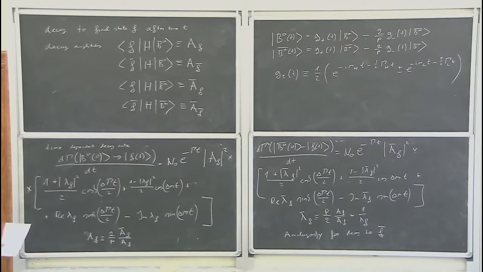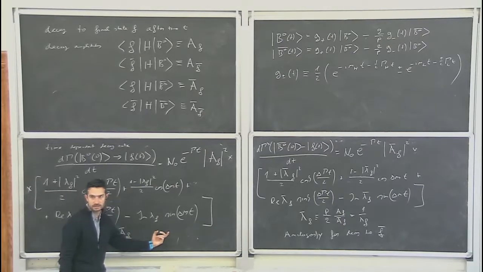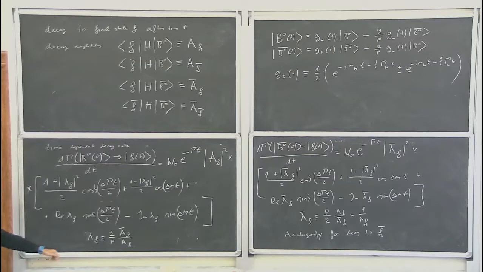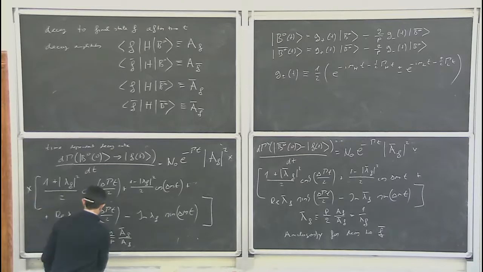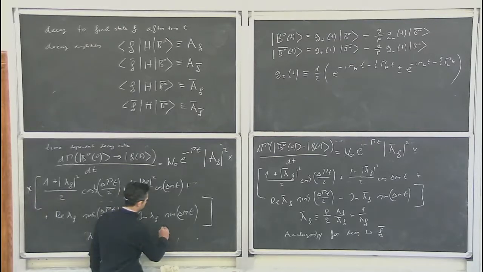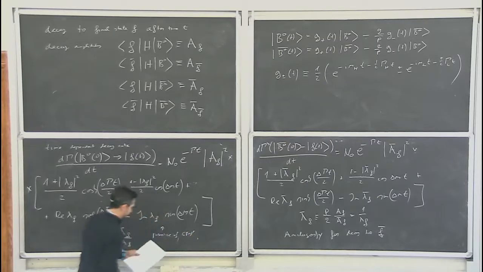So you will see that the presence of CP violation is signaled by a single term in this expression, and it's this last term. Okay? It's the only term which is sensitive to the presence of a phase in either q over p or A bar f over A f. Okay? So it's this last term that we want to extract if we want to probe CP violation.